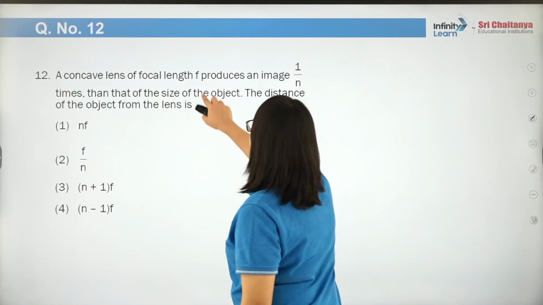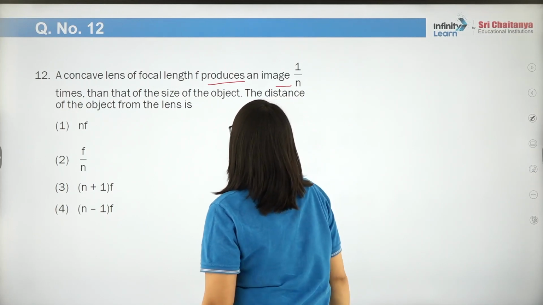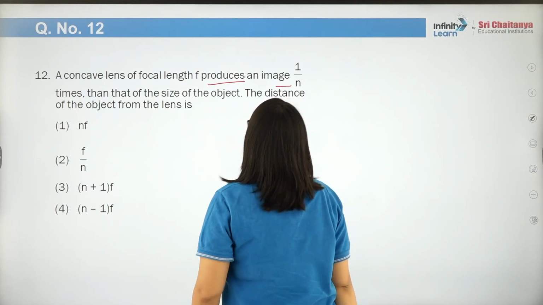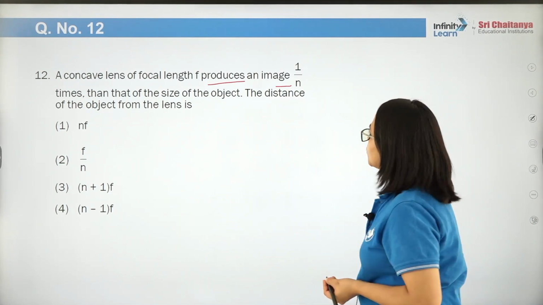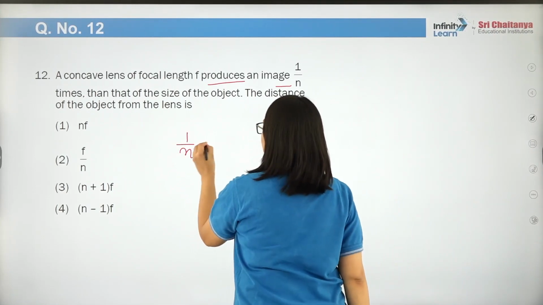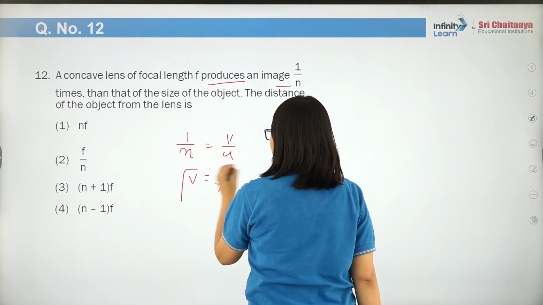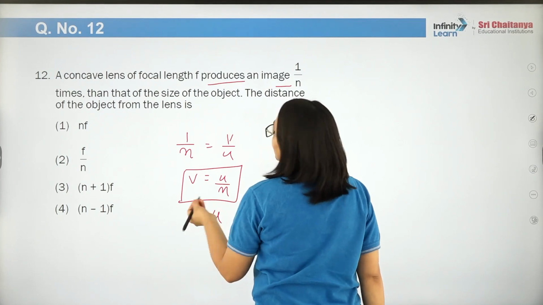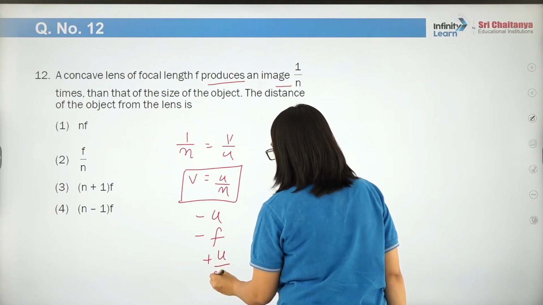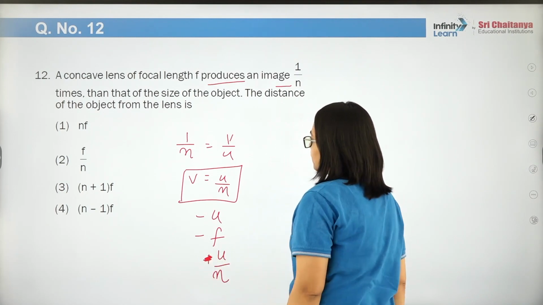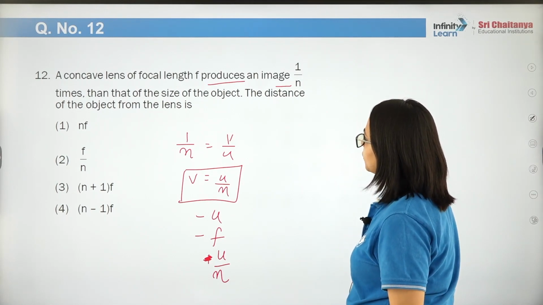Question number 12. A concave lens of focal length F produces an image 1 by n times that of the size of the object. The distance of the object from the lens is? So this is a concave lens, and concave lens can produce only virtual images. So magnification will be positive, which is V upon U. So V will be U upon n. So U will be minus u, and focal length of the concave lens is minus f, and V is plus u upon n, because it is virtual, right? This is a concave lens, so the image will be virtual over here.